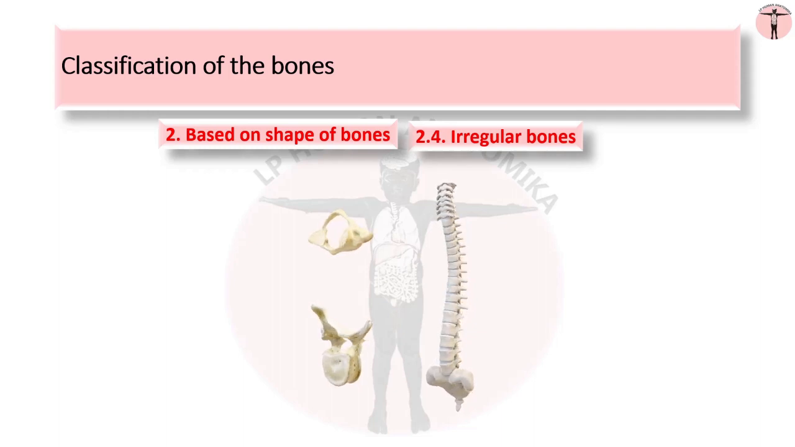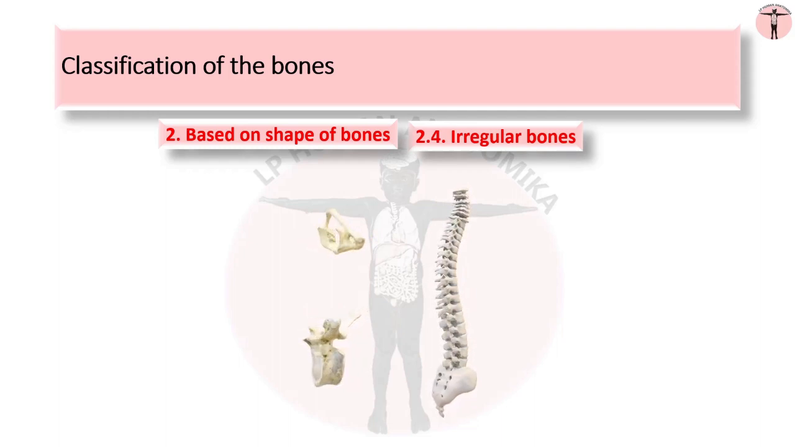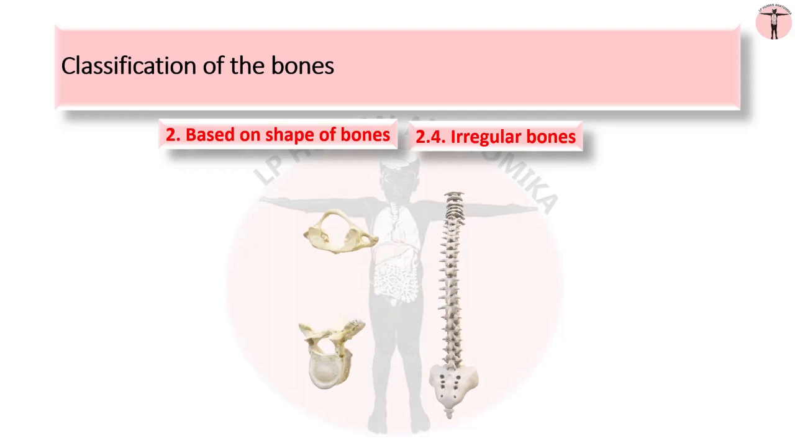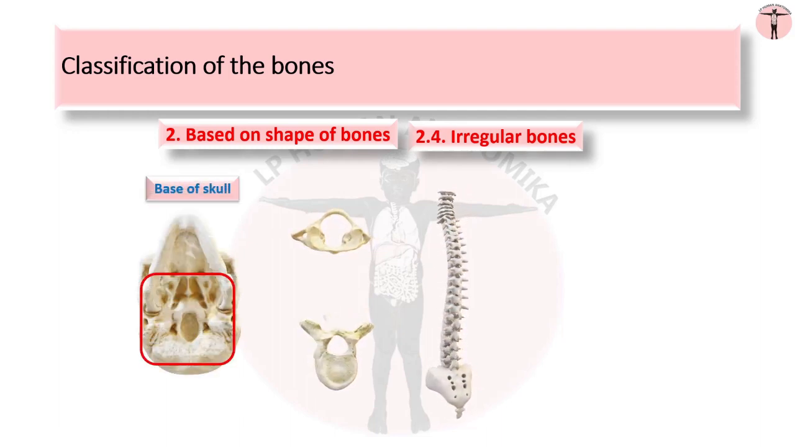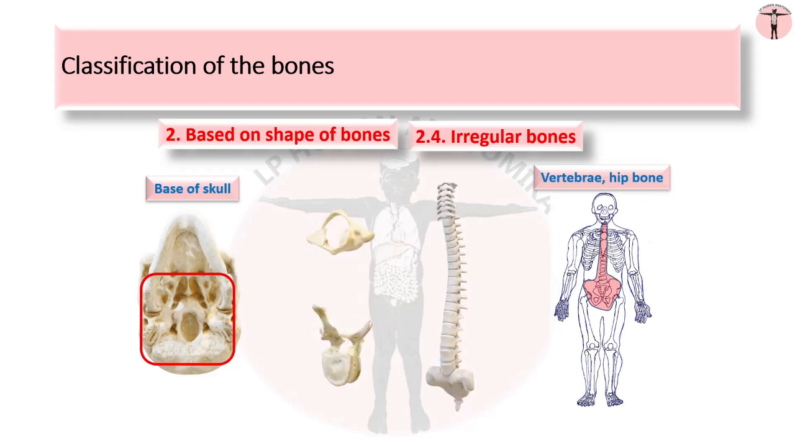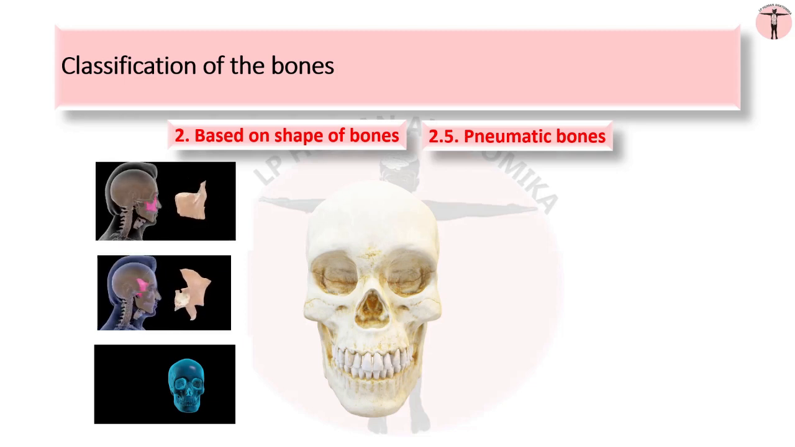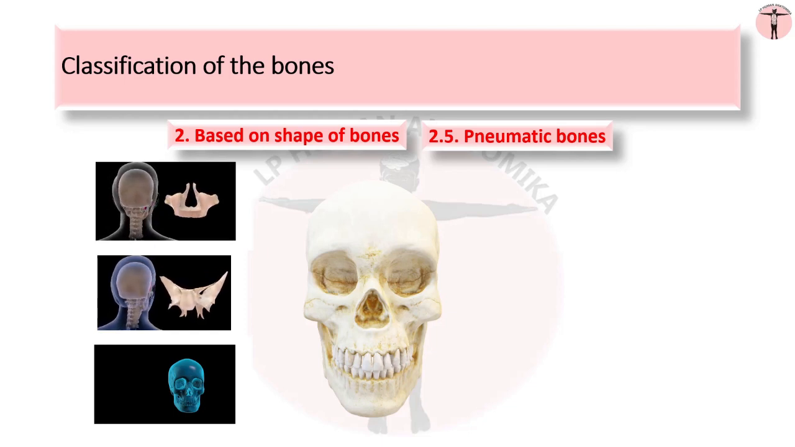Irregular bones are irregular in shape and do not fit with other classifications. They consist mostly of spongy bone and marrow with an outer covering of compact bone. Most of the bones of the base of the skull, vertebrae and hip bone are examples of irregular bones. Pneumatic bones, 4 in number: maxilla, sphenoid, ethmoid and frontal are the pneumatic bones.